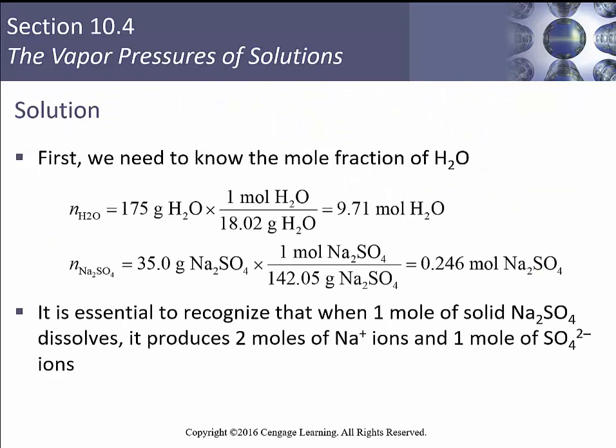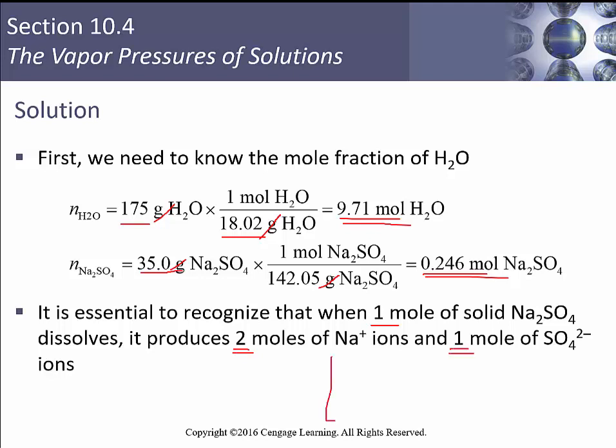We're going to calculate that mole fraction of water. So we're going to take our 175 grams of water, divide by the molar mass, the grams cancel each other out, left with moles of water. We're going to find the moles of sodium sulfate. We're going to take its mass, divide by its molar mass, grams cancel. We're left with moles of sodium sulfate. It's essential for us to recognize that when 1 mole of solid sodium sulfate dissolves, it is going to produce 2 moles of sodium ions and 1 mole of sulfate ions.